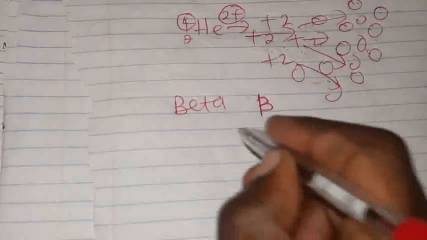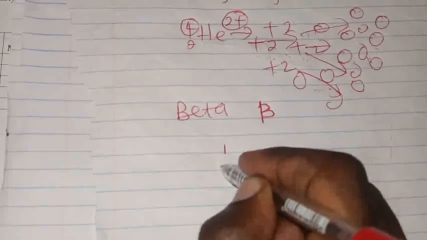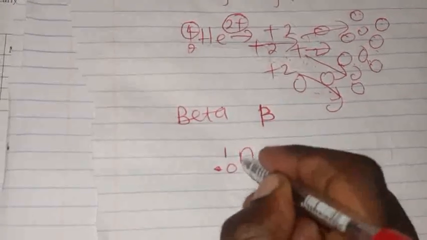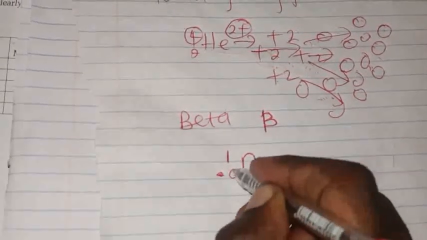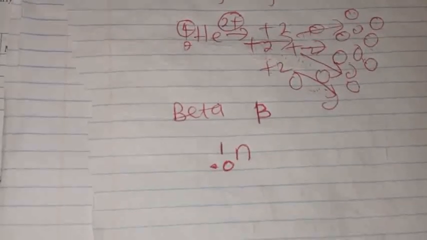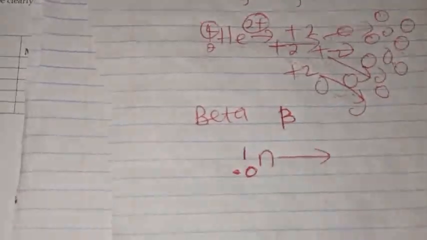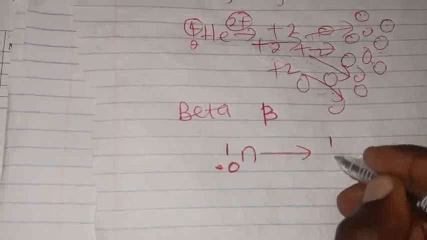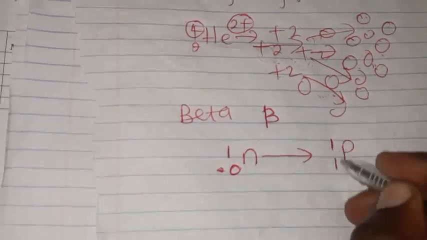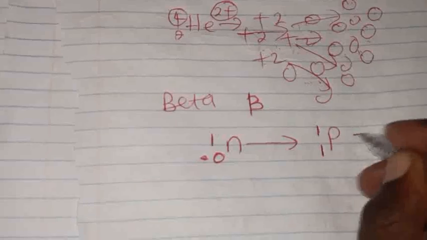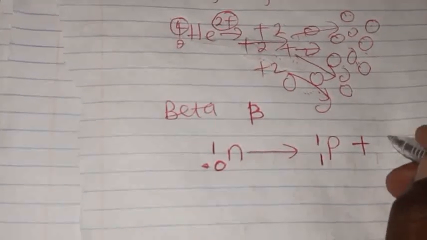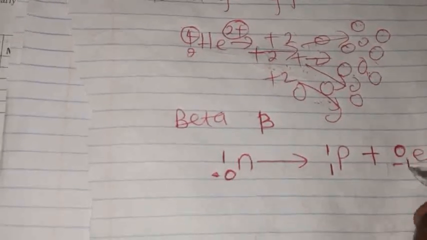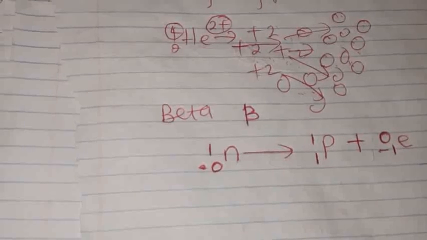So let's say this is our neutron, and this neutron is leaving the nucleus. This is a neutron with a mass number of 1 and no atomic number. And this neutron is splitting. On splitting, the neutron ends up forming a proton with a mass number of 1 and a proton number of 1. And further, it can also form what you call an electron with no mass number but now negatively charged.